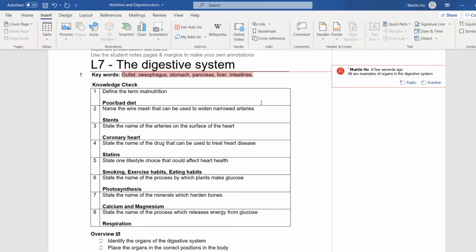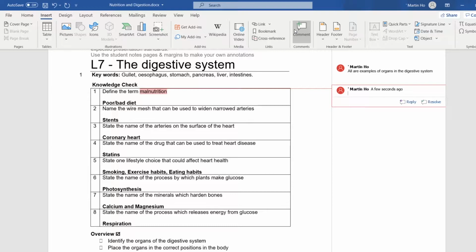So, now that you're finished, let's take it up. Question 1. Define the term malnutrition. As we recall from lessons 5 and 6, malnutrition refers to poor diet. Whereas mal is referring to bad, and then nutrition for, of course, nutrition.